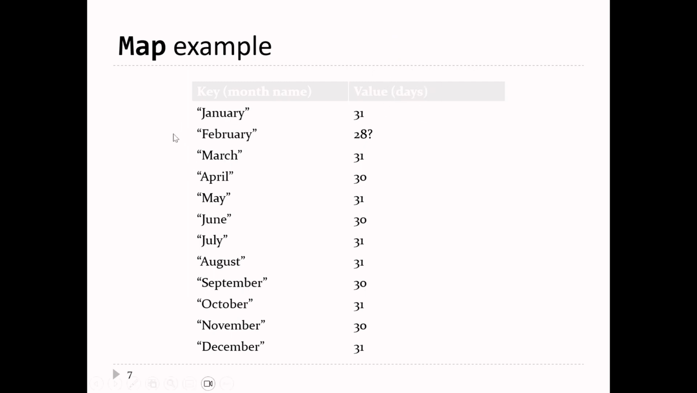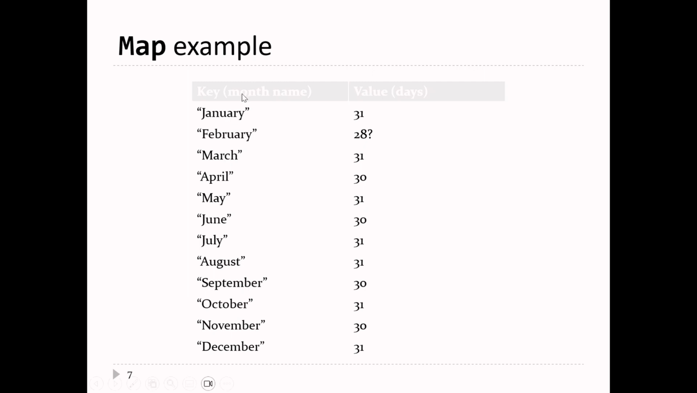So notice that if you're going to create a table where you've got the months as your keys, each month has a certain number of days. The months are, of course, unique. The days are not. So January has 31 days, but so does May and July, and so on and so forth. If you need a two-column table where the first column is unique, you can use a map.